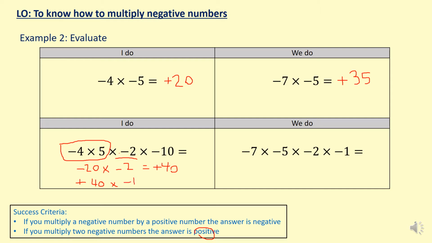So if I do that, 40 times 10 is 400. And then negative times positive is negative. So your last answer would be negative 400. As I said, it's the same thing, same rule. Just start with the first two, find the answer, multiply by the third one, find the answer, multiply by the last one. Okay, now 1 minute, have a go with the video, please.